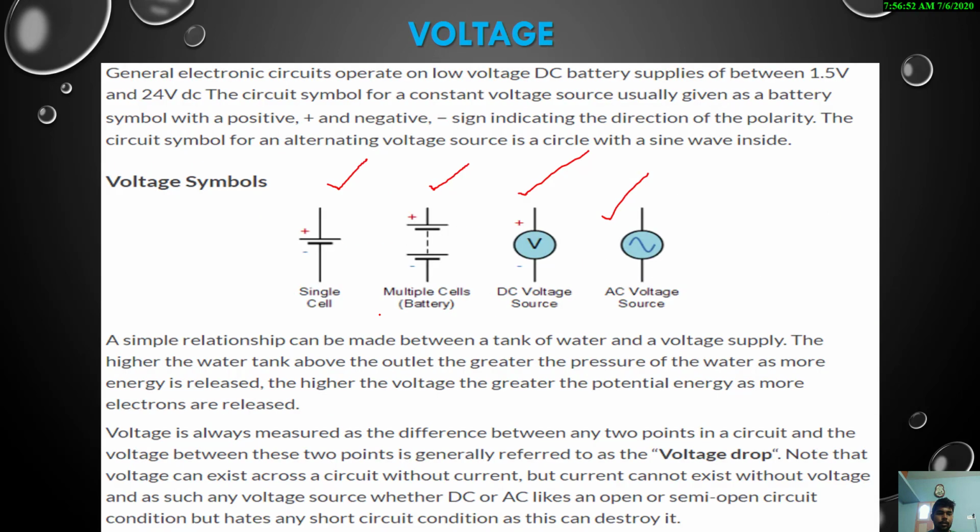Next, we will see some simple relationship that can be made between a tank of water and the voltage supply. The higher the water tank above the outlet, the greater the pressure of the water, as more energy will be released. The higher the voltage, the greater the potential energy, as more electrons are released. This is one of the common examples to describe voltage in real time. And we have already seen a voltage drop.